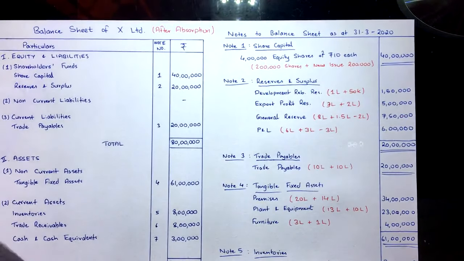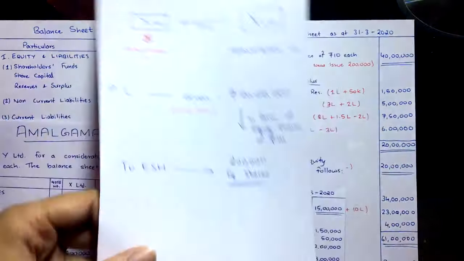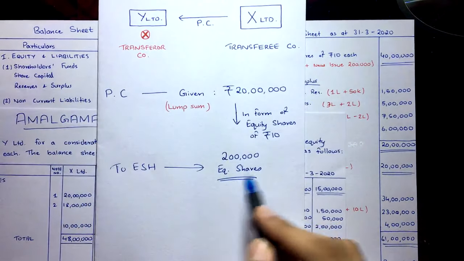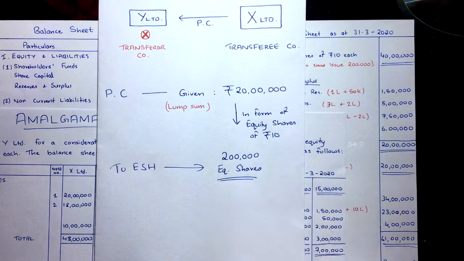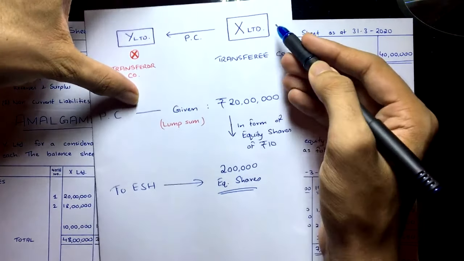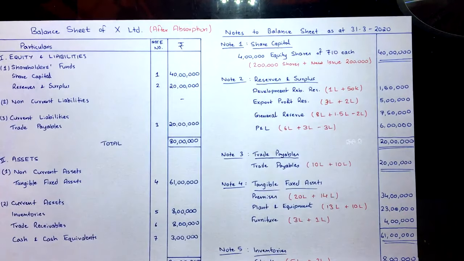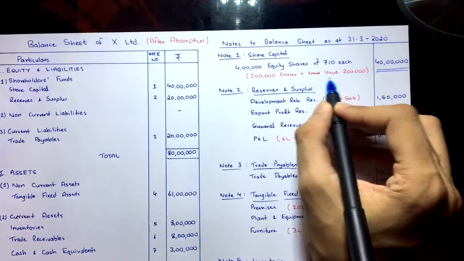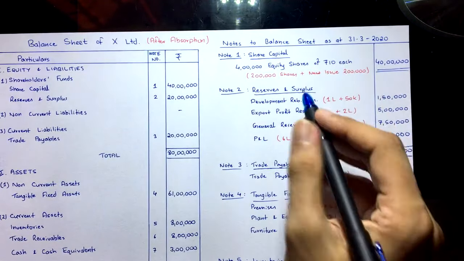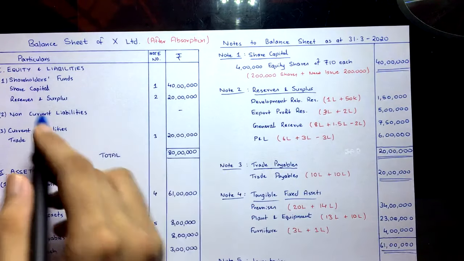The transferee company. But then what happened? Then the transferee company paid the purchase consideration in the form of equity shares. So it issued additional 2 lakh shares at rupees 10. That capital is also of whom? Of X Limited. So that has to be recorded in the books of X Limited, on the balance sheet of X Limited. So simple. A new issue of 2 lakh shares. So in total, we now have 4 lakh shares of rupees 10 each. 4 lakh into 10, that is 40 lakh. Simple.